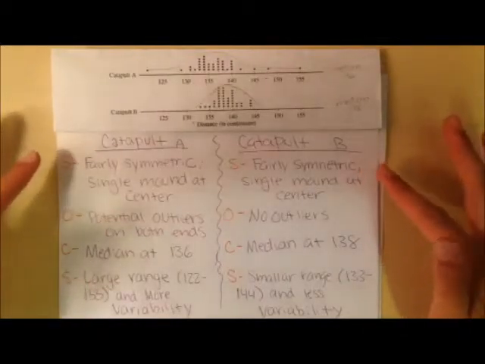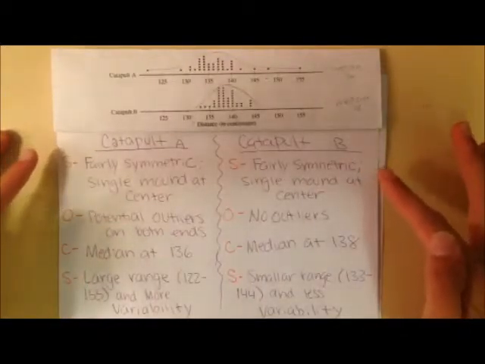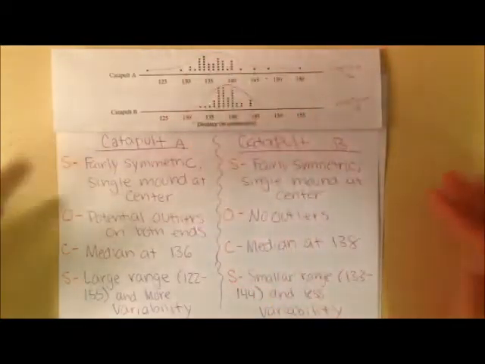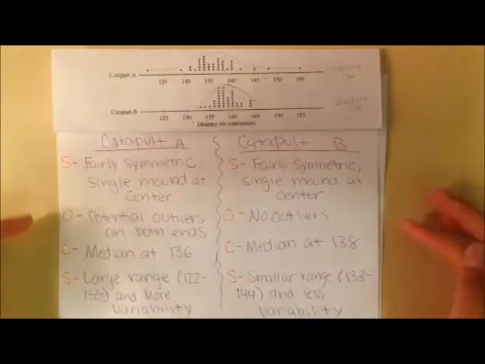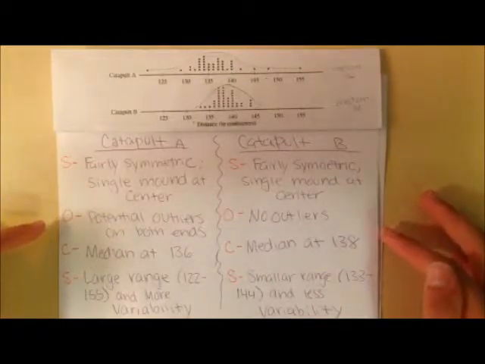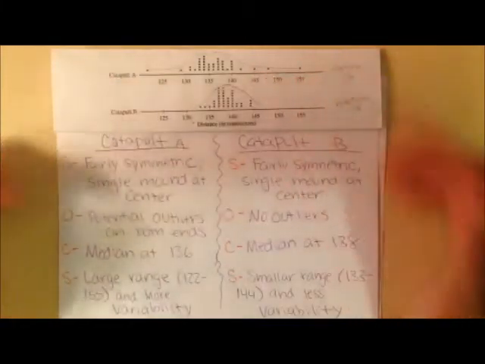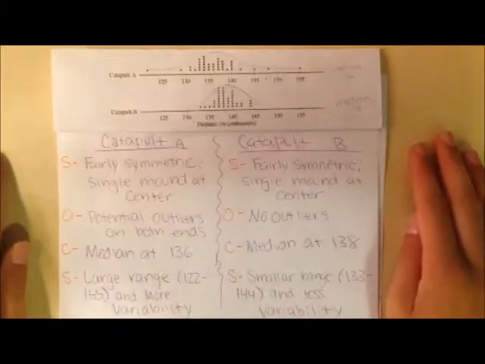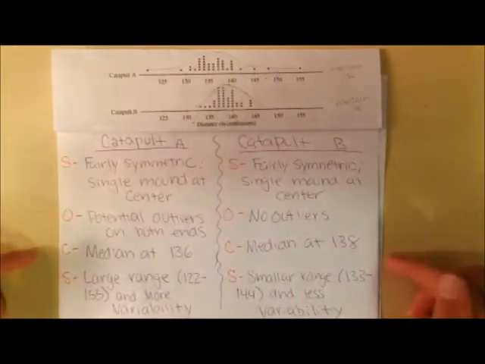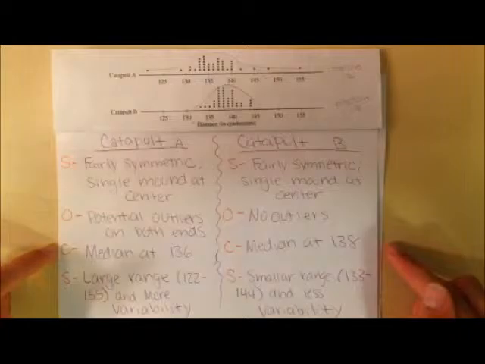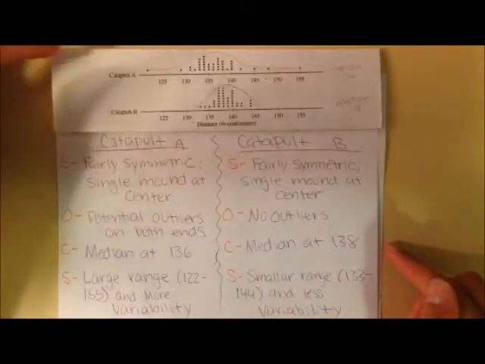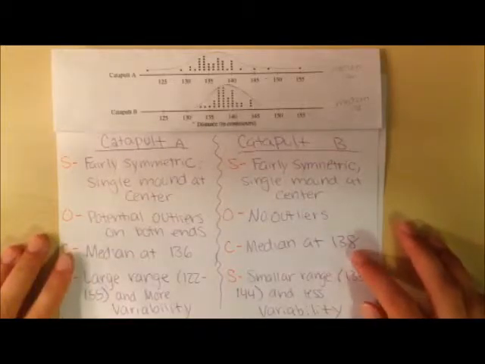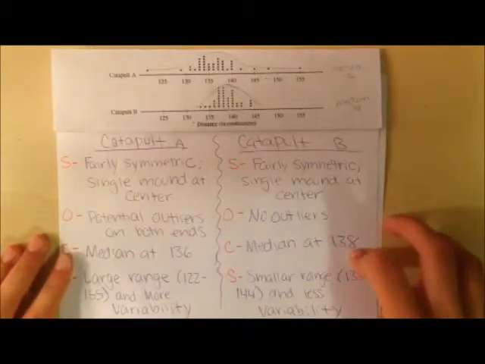As far as shape goes, they are pretty similar. Both are fairly symmetric with a single mound at the center. They both had that nice curved shape. At outliers, it became a little different. Catapult A had some potential outliers at both the beginning and the end, whereas Catapult B had no outliers. It was fairly compact. At center, they were also pretty similar, but Catapult A's center was a median of 136, which was a little bit lower than Catapult B's median, which was at 138 centimeters.